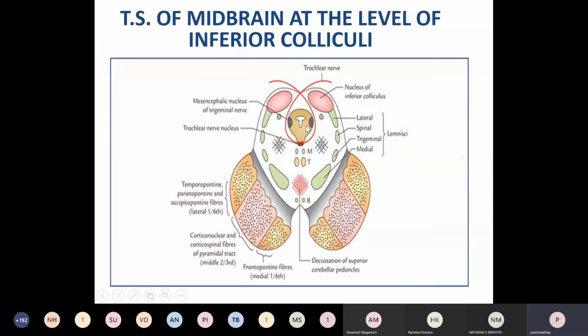To summarize the section of the midbrain at the inferior colliculus, from dorsal to ventral side: on the dorsal side there is a tectum which contains the nucleus of inferior colliculus. The tegmentum contains gray matter which includes the mesencephalic nucleus and trochlear nucleus. Arising from the trochlear nucleus, the fibers emerge through the dorsal surface after decussation, or crossing. Then the white matter consists of the lemnisci and the decussation of the superior cerebellar peduncle. Then there is substantia nigra and the crus cerebri.